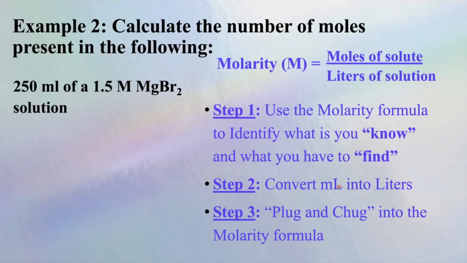All right, so let's do another example. We're going to hit the problem from another angle. The next question is to calculate the number of moles. Last time I was asking for grams. Now I'm asking for the number of moles in a 250 milliliter solution of 1.5 molar MgBr2. What that means is this is the liquid portion, and the molarity portion includes both the solvent and the solute.